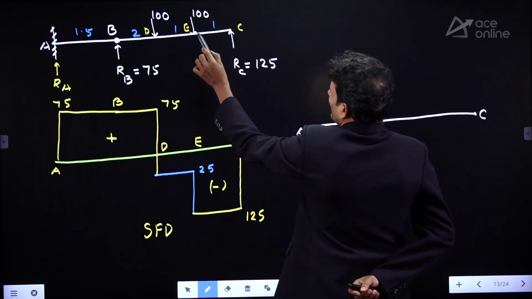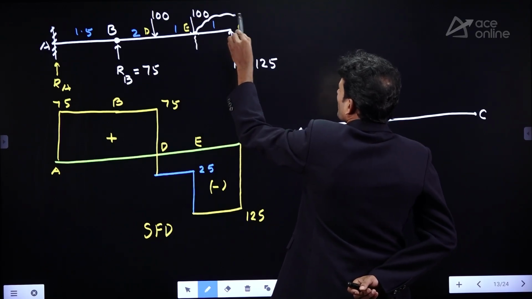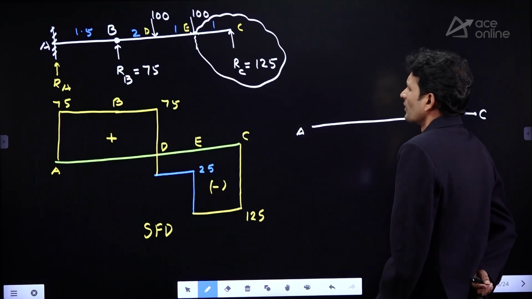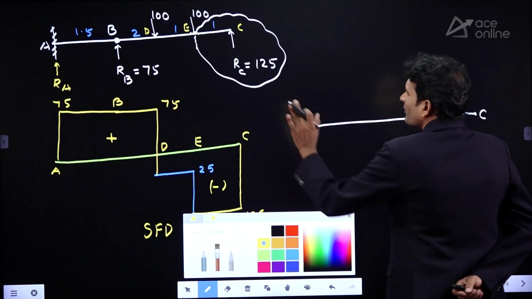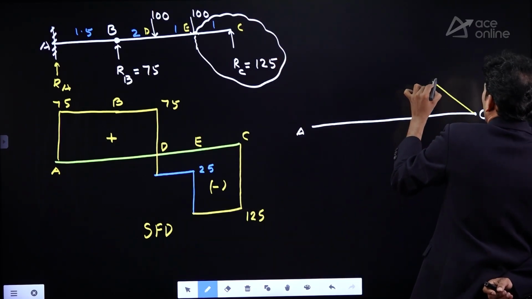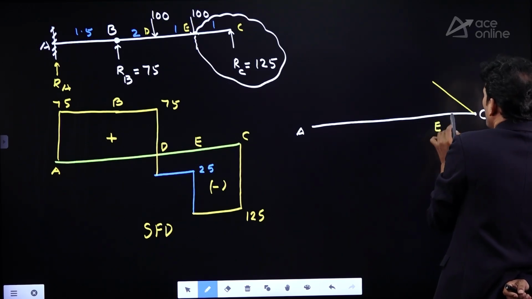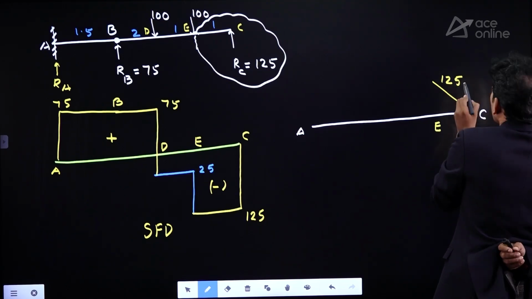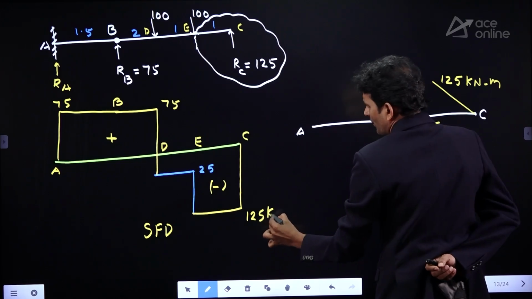Bending moment at E, how much? Bending moment at E, if I take this one, RC into 1. RC it is 125 kilonewton. Positive or negative? Positive. Sagging effect. At C, it is giving 0. At E, how much bending moment is available? 125 kilonewton meter. This is all in kilonewtons.